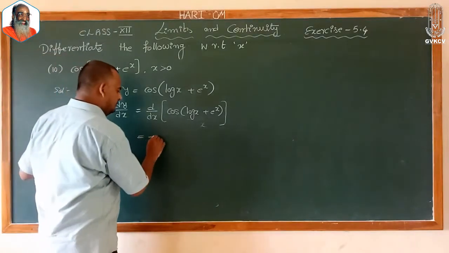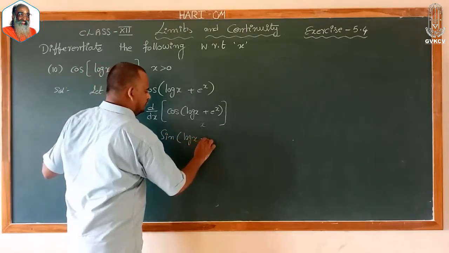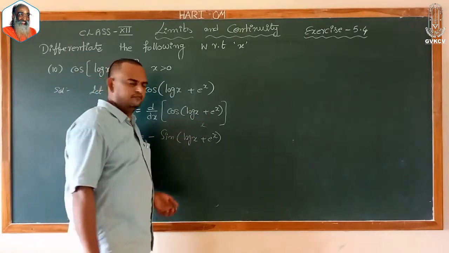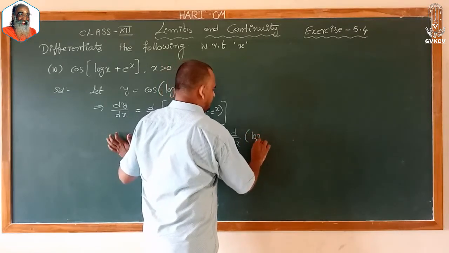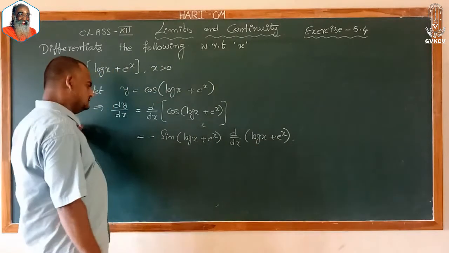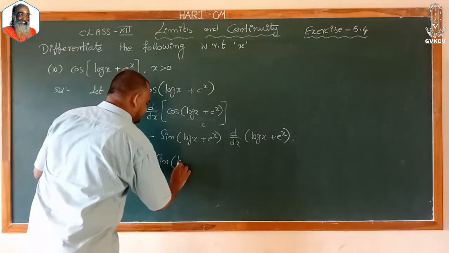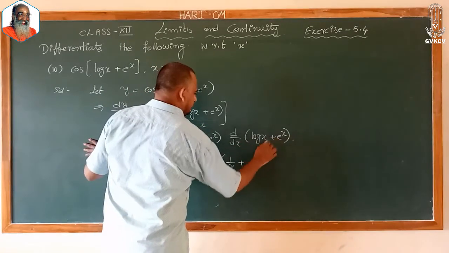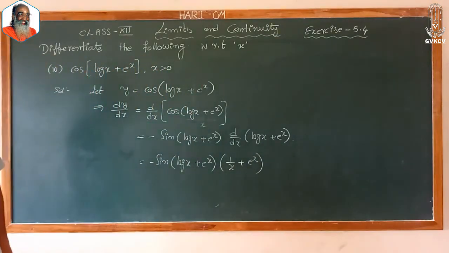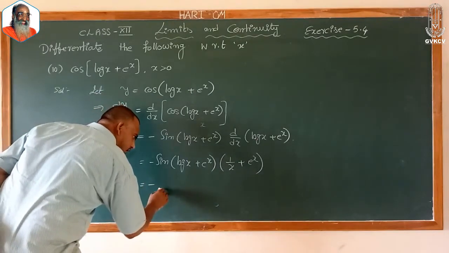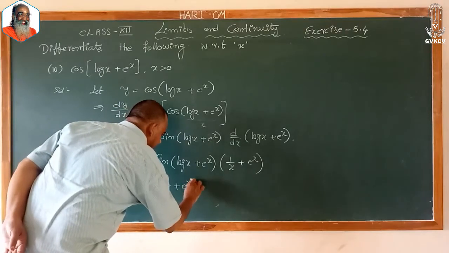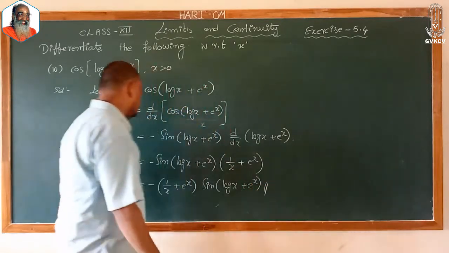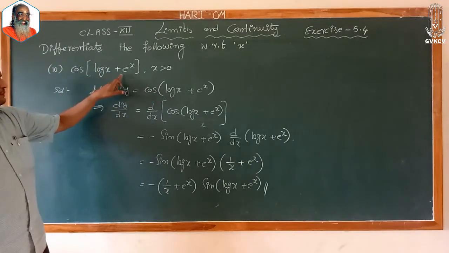Minus sin x. So you have minus sin of log x plus e power x. But in place of x, what we have? Log x plus e power x, that also we should go for differentiation. D by dx of log x plus e power x. Now that is equal to minus sine into log x plus e power x. Now derivative of log x is nothing but 1 by x. Derivative of exponential function is nothing but e power x. So our final answer we can write here, minus of 1 by x plus e power x into sin of log x plus e power x. This is the derivative of the given function, cos of log x plus e power x.